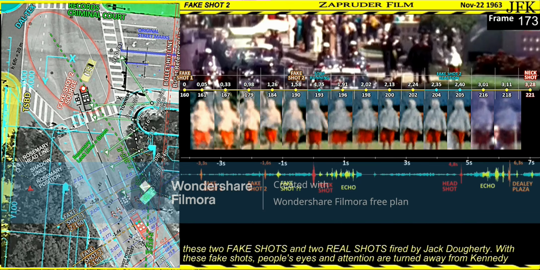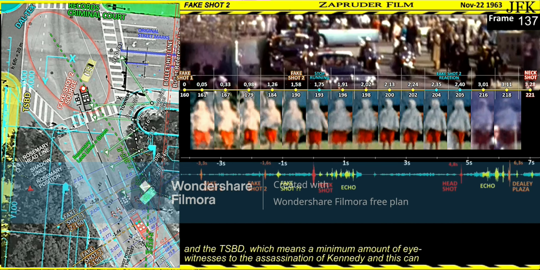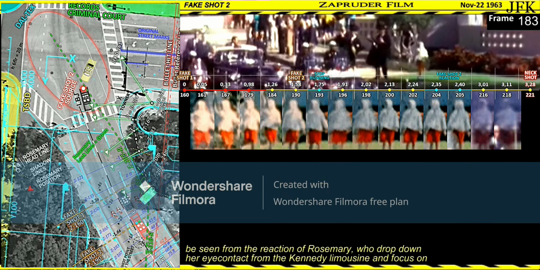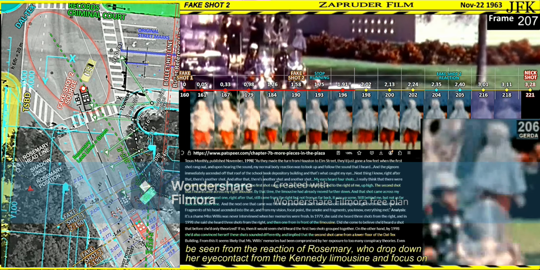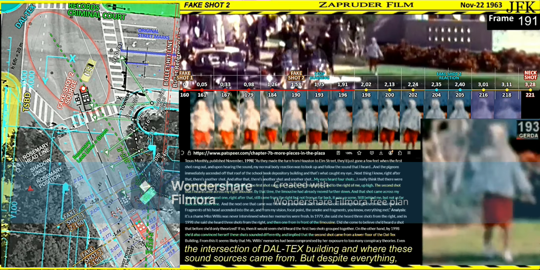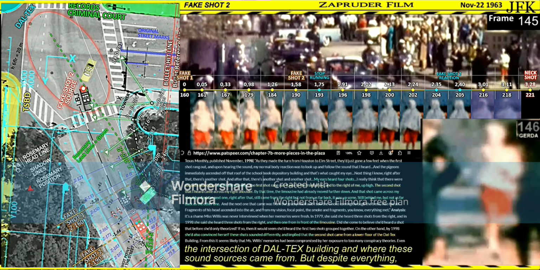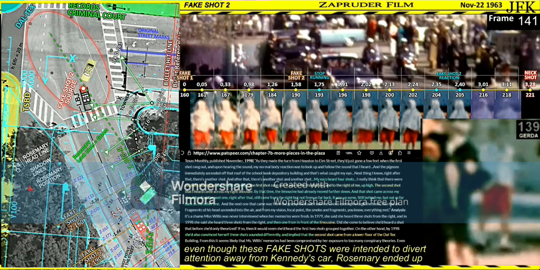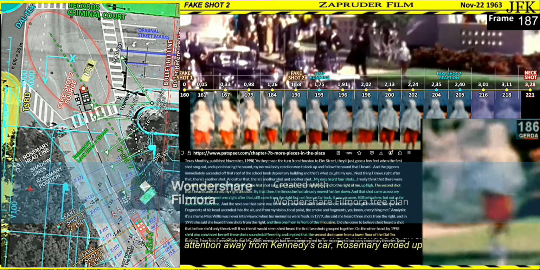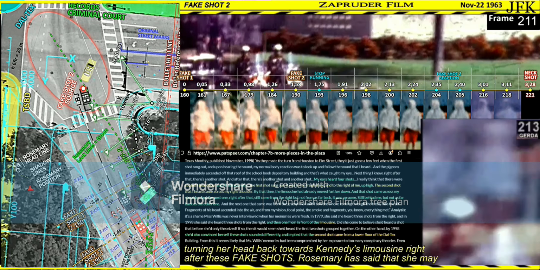With these fake shots, people's eyes and attention are turned away from Kennedy and the Texas School Book Depository, which means a minimum number of eyewitnesses to the assassination of Kennedy, and this can be seen from the reaction of Rosemary, who dropped her eye contact from the Kennedy limousine and focused on the intersection of the Dal-Tex building and where these sound sources came from. But despite everything, even though these fake shots were intended to divert attention away from Kennedy's car, Rosemary ended up turning her head back towards Kennedy's limousine right after these fake shots.